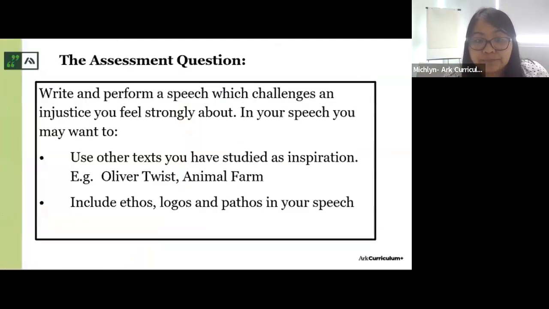So this is the assessment that we give them for this unit. Essentially, we ask students to write and perform a speech which challenges an injustice that you feel strongly about. And we say to them that in your speech, they can refer to other texts that they've studied as inspiration, such as Oliver Twist and Animal Farm. And also, we have a key focus on ethos, logos, and pathos. I'll talk about those things in a bit more detail in a second. But I just wanted to share with you, essentially, what does the unit look like? And what does this assessment look like?